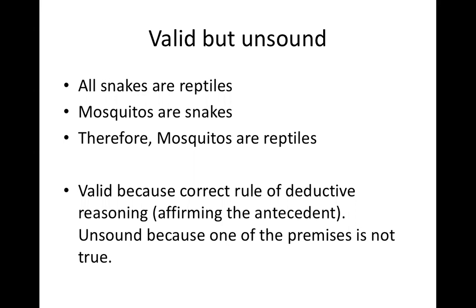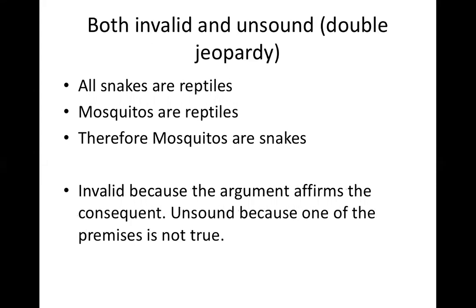The argument is valid because it uses a correct rule of deductive reasoning, affirming the antecedent, but it's unsound because one of the premises is not true. Both invalid and unsound. All snakes are reptiles. Mosquitoes are reptiles. Therefore, mosquitoes are snakes.